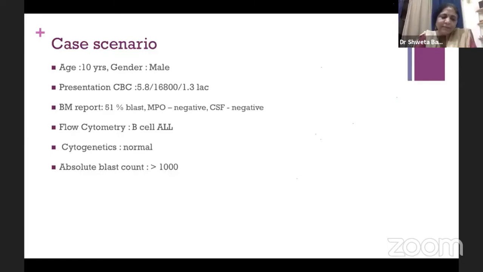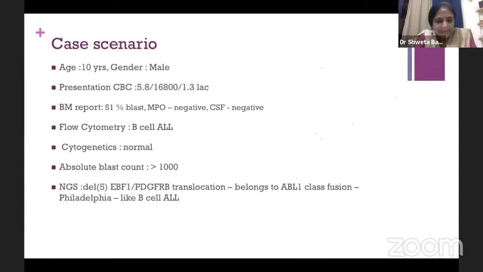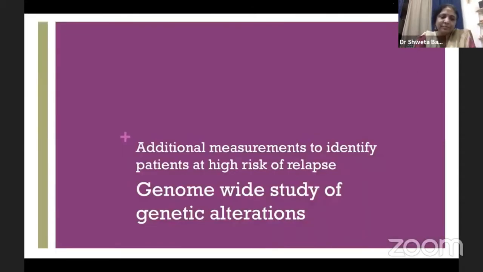Now, by the middle of induction, we had another report of this patient, and we found through NGS that this patient is EBF1-PDGFRB translocation positive, which is seen in Philadelphia-like ALL, and hence this patient was started on imatinib. Because of that, the patient at the end of induction was MRD negative, considering that we treated this patient on a high risk protocol then.